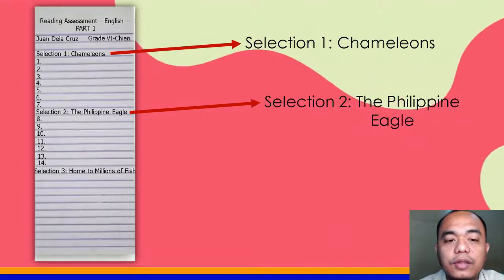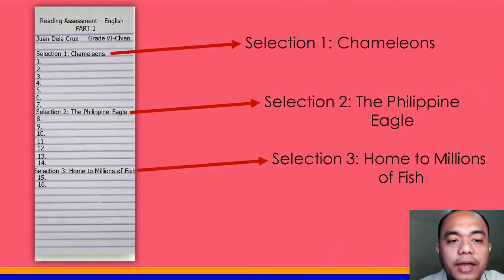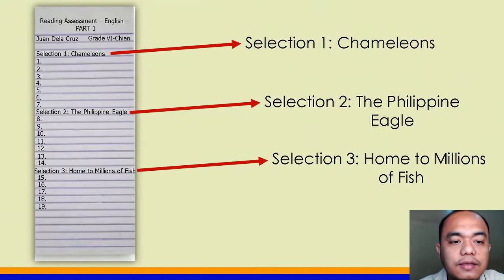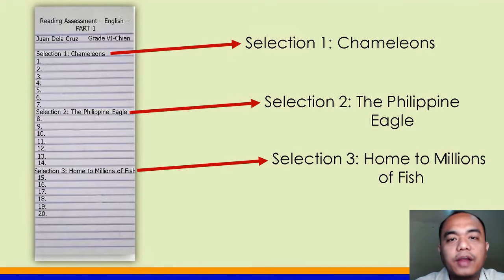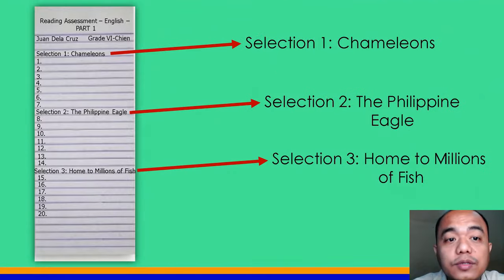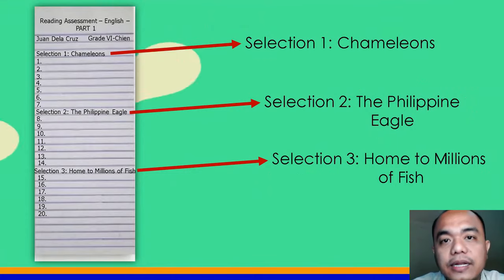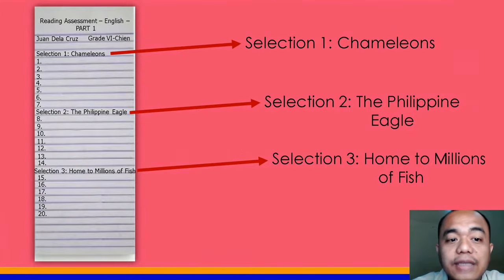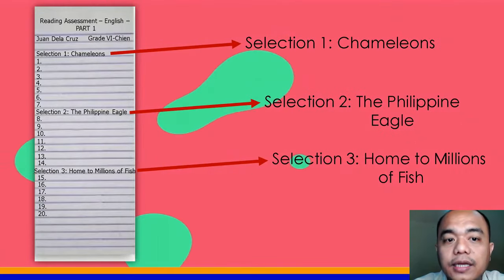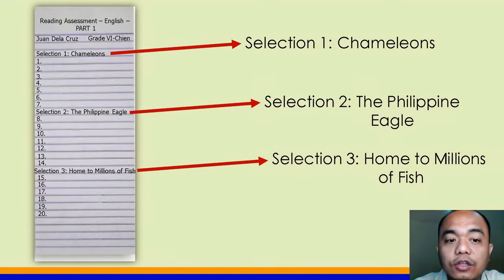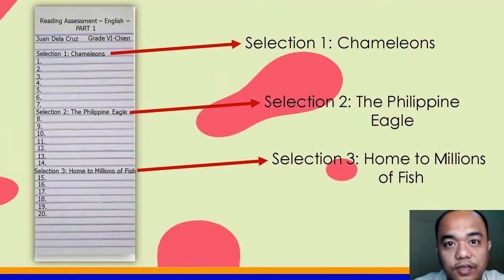Next, selection 3. The title is Home to Millions of Fish. Okay, please write 15, 16, 17, 18, 19, 20. Are you following? For you to answer 1 up to 7, you have to read the selection 1 entitled Chameleon. For questions 8 to 14, that is all about the selection number 2, the Philippine Eagle. And for you to answer 15 to 20, you have to read the selection 3, Home to Millions of Fish.